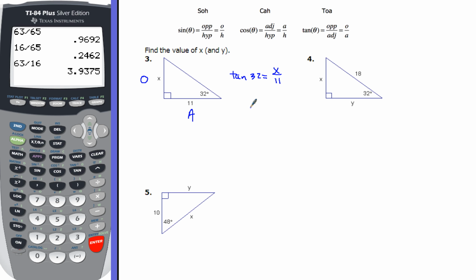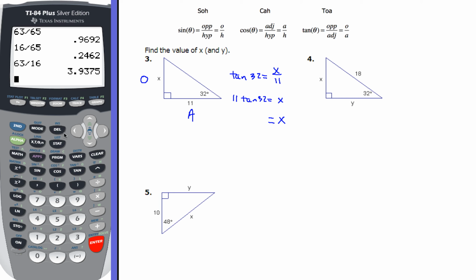Now, the next step, so we're not going calculator yet, and that's where a lot of people make a mistake. They go calculator. You're going to write x equals 11 times tangent of 32. That's going to give me my value for x, because basically what we just did was we multiplied both sides by 11. Now that we've got x by itself, we're going to go to our calculator and actually use that to figure out what the value of x is.